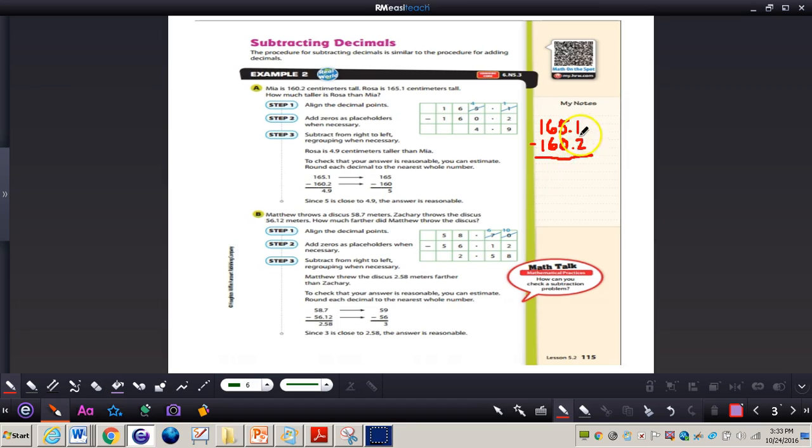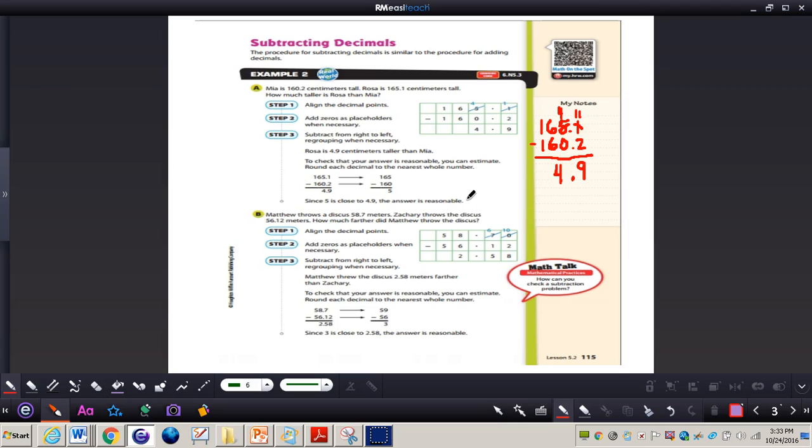And I may need to regroup. I'm going to subtract from right to left. I cannot take 2 away from 1, so I need to borrow from my 1's place, make that 5 into a 4, make that 11. I'm sorry, that 1 into an 11. Now we can subtract. 11 minus 2 is 9. My decimal point I just dropped down. 4 minus 0 is 4. So I have 4 and 9/10. So I can see that Rosa is 4 and 9/10 centimeters taller than Maya.